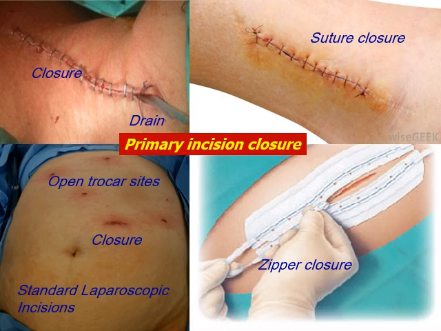These photos show the different closure methods. Here we have wires, we have sutures, we have closure of some laparoscopic incisions, we have zipper closure. So these are primary closure. As long as part of the skin is closed, it is primary incision closure.